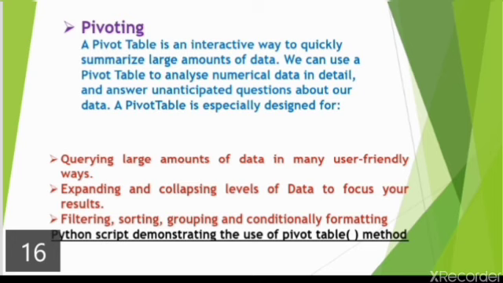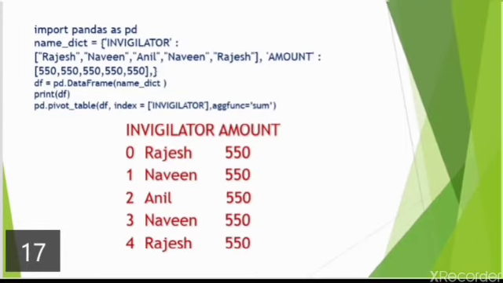Python script demonstrating the use of the pivot table method. For this you need the pivot underscore table method. Let's see the example. Name dictionary, I have taken invigilator. Invigilator names I have taken Rajesh, Naveen, Anil, Naveen, Rajesh. Okay, and this one is finished. Now amount I have taken 550, 550, 550, 550, 550, 550 everywhere.